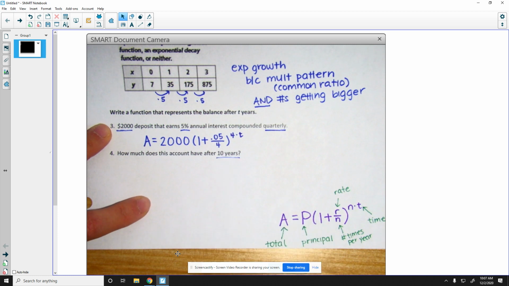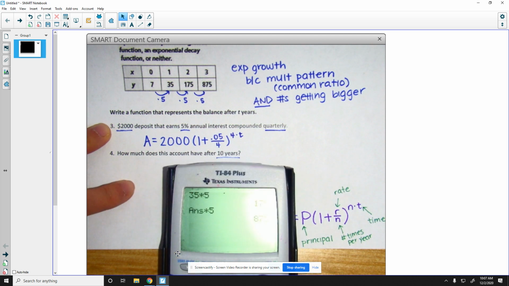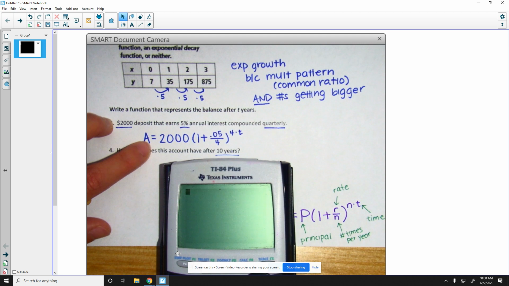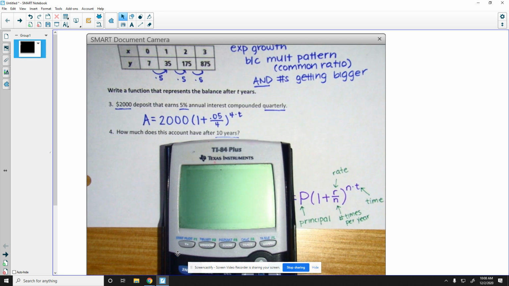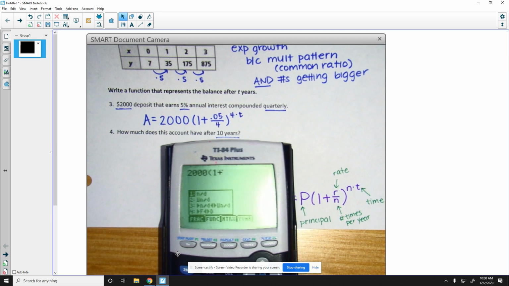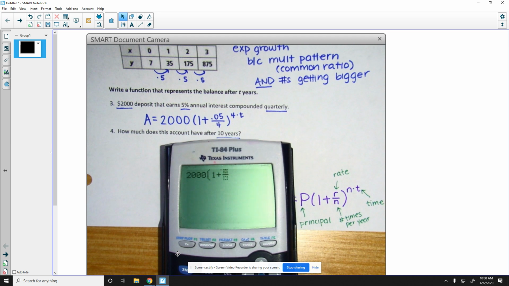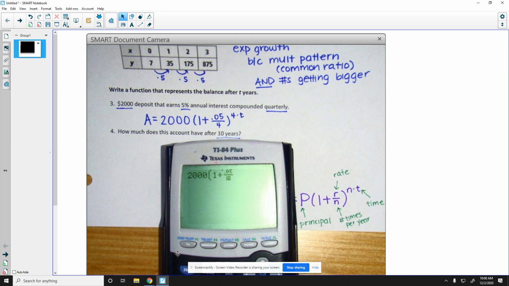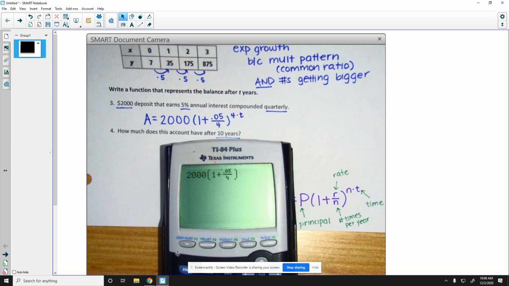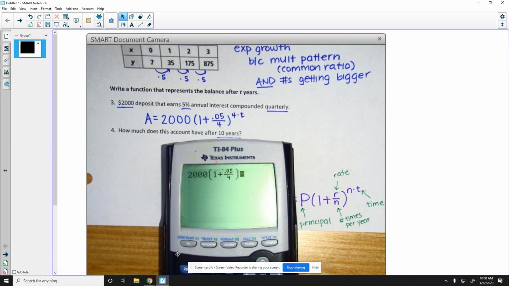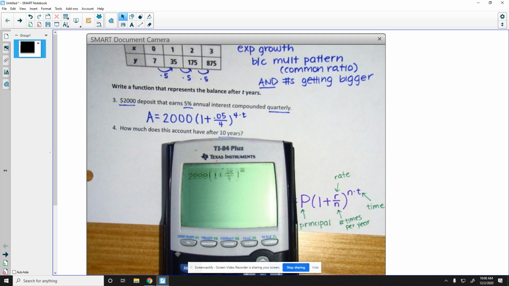So how much does this account have after 10 years? Now I can plug in 10. Which letter am I plugging in 10 for? The T. When you plug this in, you are typing it in as one long sentence exactly as you see it. So you have 2000, parentheses, 1 plus 0.05 over 4, typing it as a fraction. Do you see how it literally looks like the problem that I set up? Do not change it or simplify it or overcomplicate it. To the 4 times t, which we said was 10.